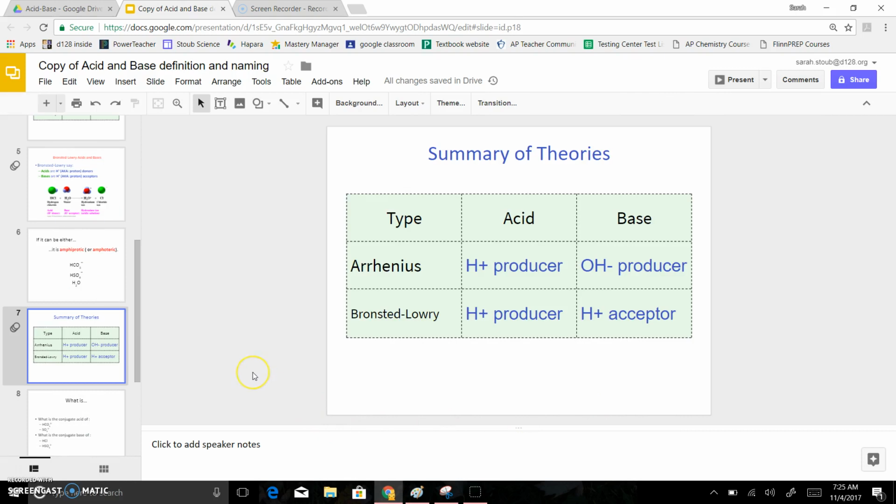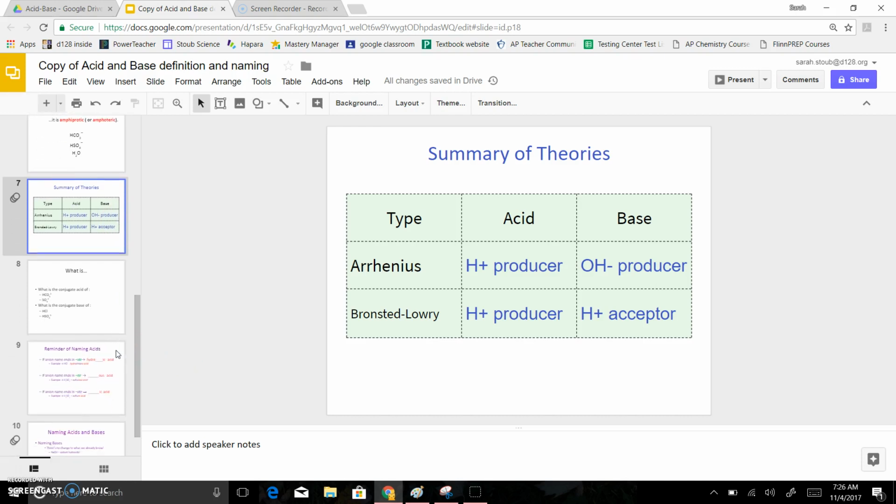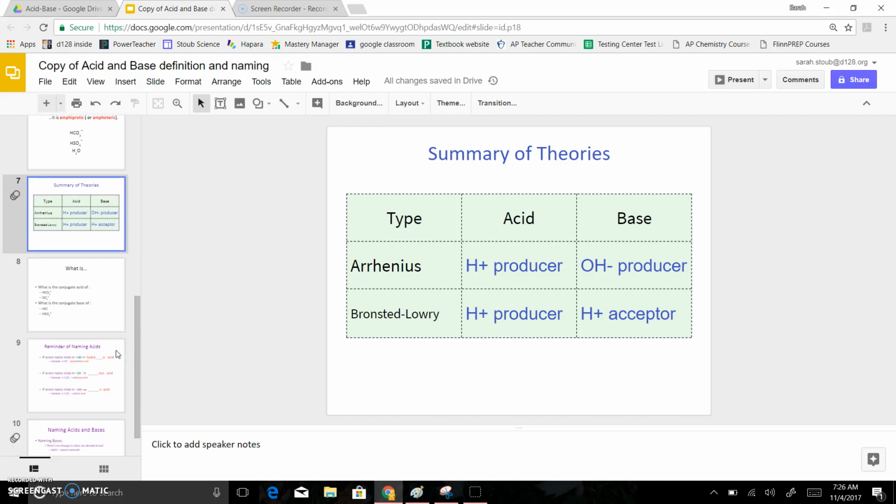So that brings us back to the screen, my summary screen. You can see that the acids are always hydrogen producers, and a base could be a base if it's producing an OH- or if it's accepting H+. It could go either way. And if you put those two definitions together, that would be a definition of a base.